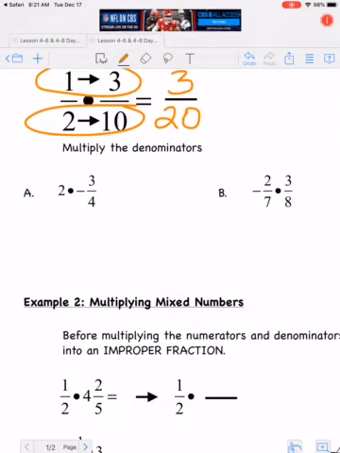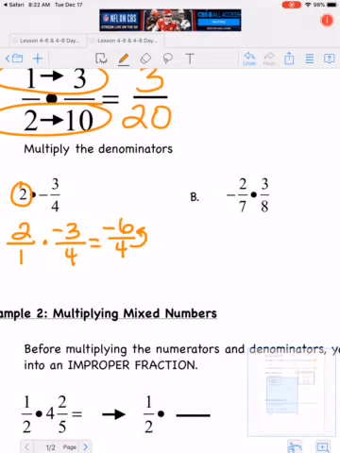For letter A, we have 2 times negative 3 over 4. So we're going to change our 2 into a fraction of 2 over 1. So 2 over 1 times negative 3 all over 4. So we're going to go ahead and multiply straight across. So we have negative 6 over 4. We're going to say how many times can 4 go into negative 6? That is once. Remember, it is a negative, so we're going to put a negative 1.